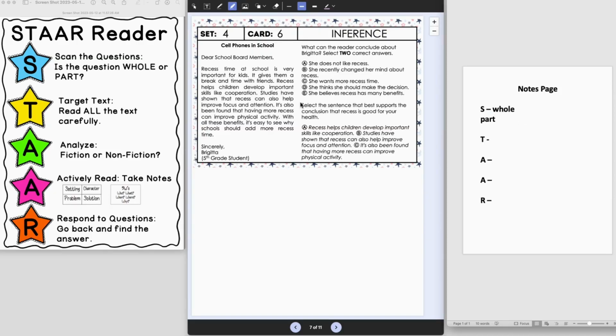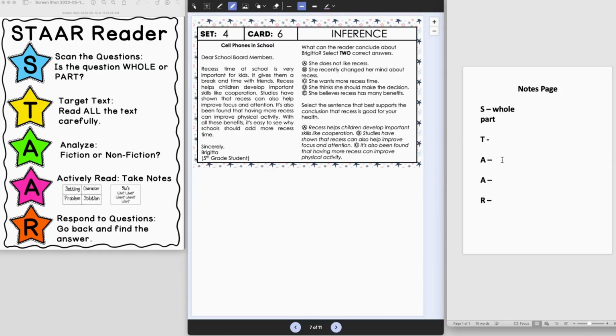Now let's target the text. Dear school board members, recess time at school is very important for kids. It gives them a break and time with friends. Recess helps students develop important skills like cooperation. Studies have shown that recess can also help improve focus and attention. It also has been found that having more recess can improve physical activity. With all these benefits, it's easy to see why schools should add more recess time. Sincerely, Brigida, fifth grade student.